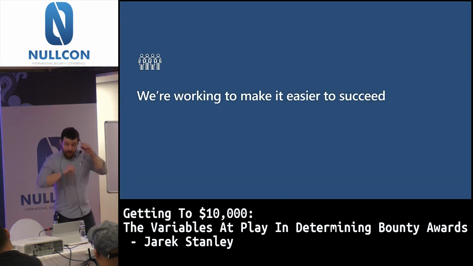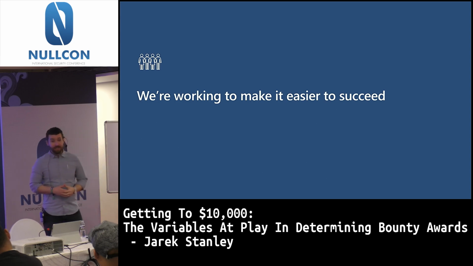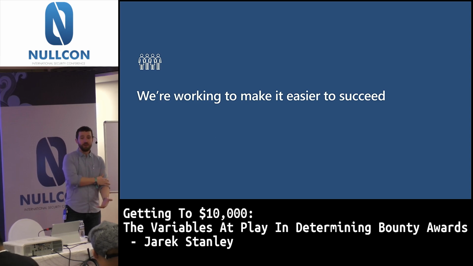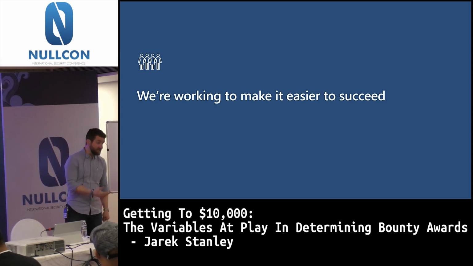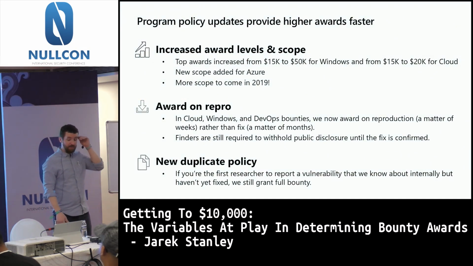And finally, we're working to make it easier for you to succeed in the bounty program every day. The joke here is the number one way we're making it easier is by releasing new code and new products. It's always easier to find security vulnerabilities in new stuff. But in reality, we're also changing how we run this program, how we engage with the community to make it easier for you to succeed. So three ways we've done that just in the last couple months.